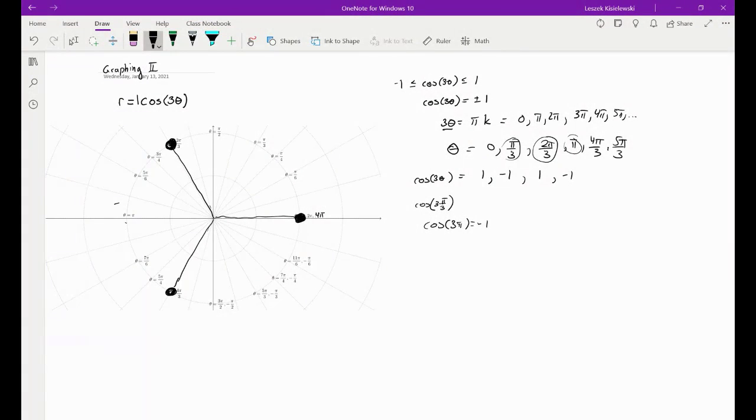So next, maybe we want to find where r is 0, because 2 consecutive values of theta where r is 0 defines a single petal of our rose curve. So where is cosine of 3 theta equal to 0? Well, that's when the argument of our cosine function is pi over 2, 3 pi over 2, and so on. Okay, so solving for theta by dividing by 3.